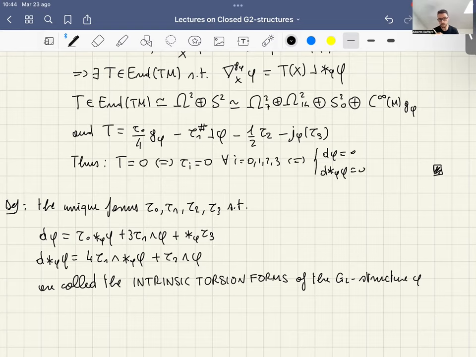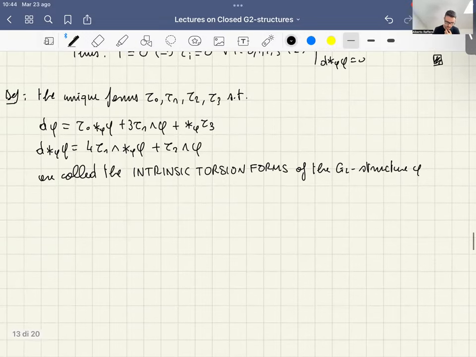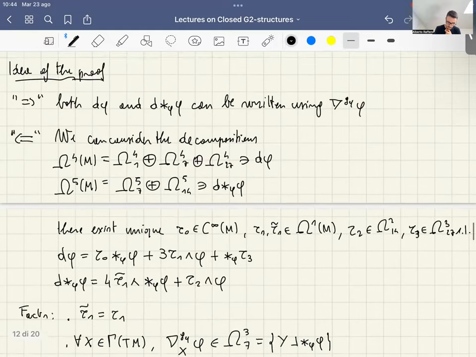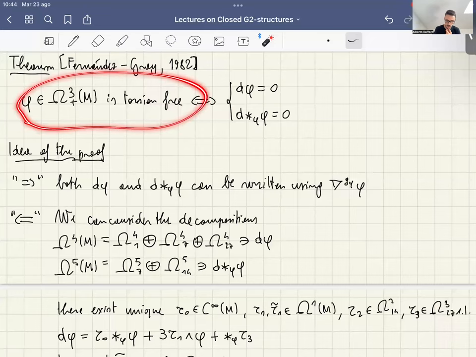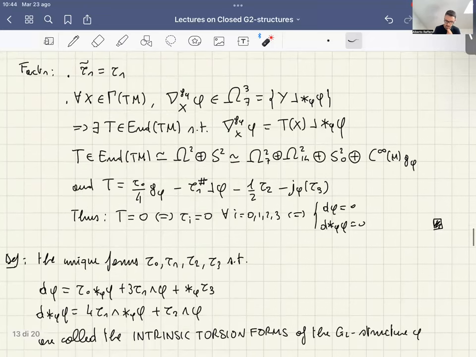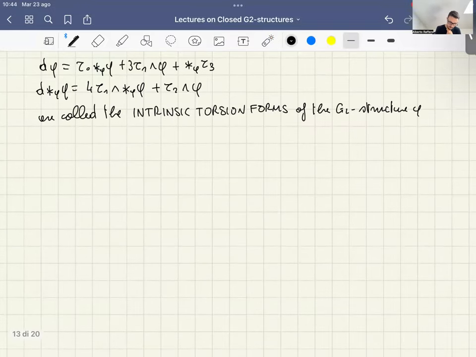And again, this is because they determine the intrinsic torsion of the G2 structure for the reasons we said some minutes ago. So now, before saying something about the construction of manifolds admitting a torsion-free G2 structure, which is a highly non-trivial problem, let me just recall the last result about torsion-free G2 structures, which is this theorem by Bonan that I already mentioned yesterday in the last part during the question time.